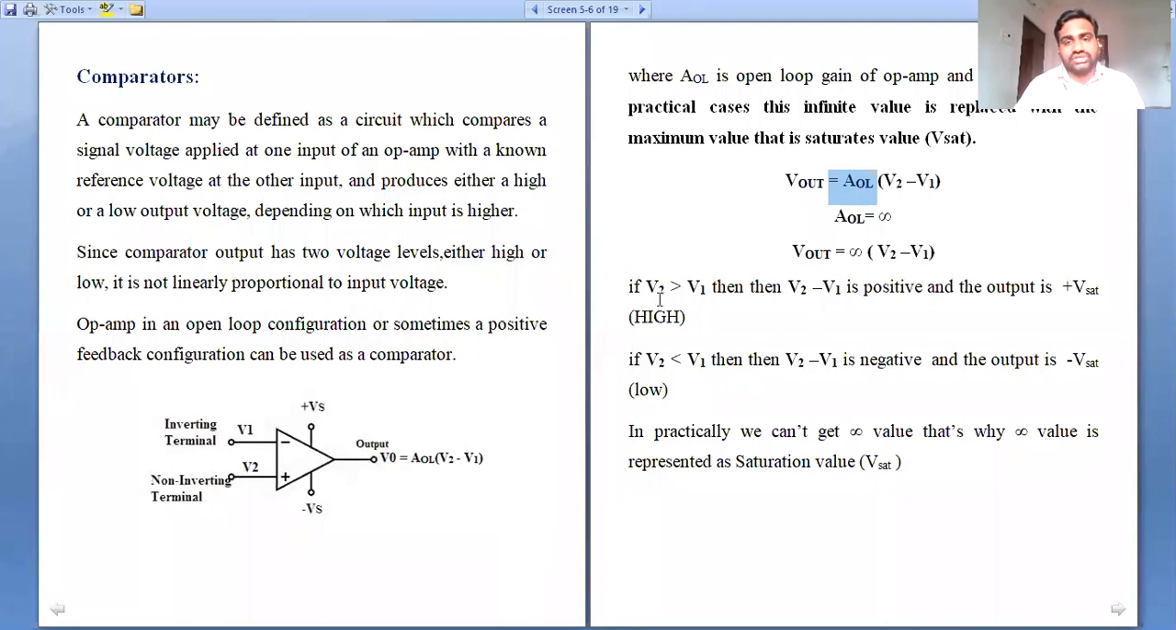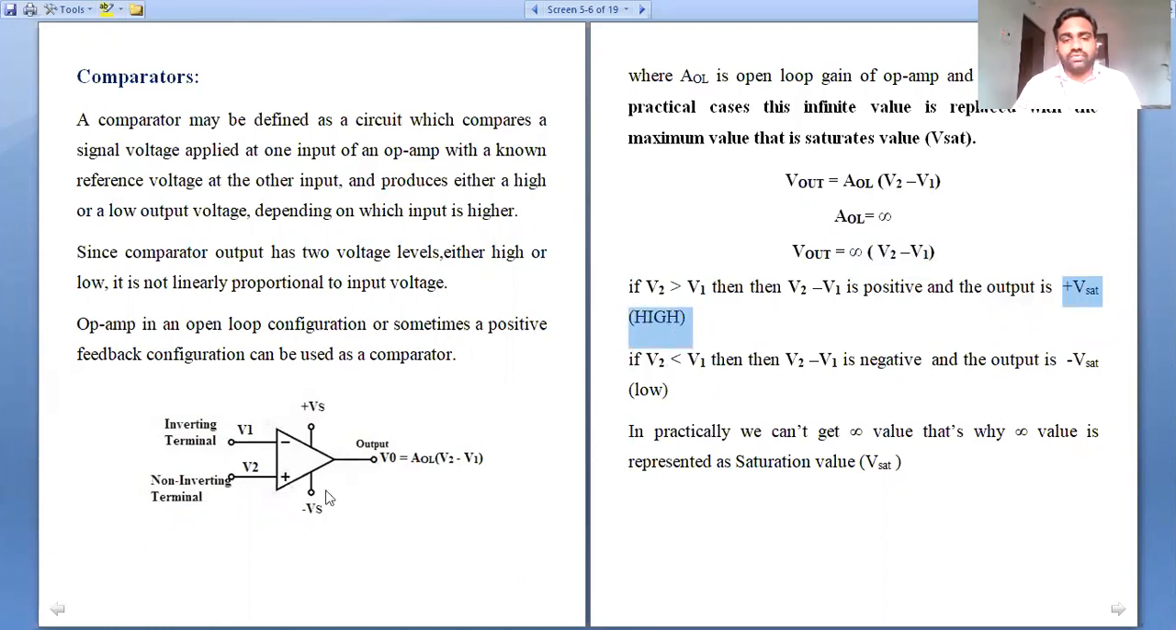At that condition, if V2 is greater than V1, what will happen to the difference V2 minus V1? V2 minus V1 will be positive. That means V output is represented as positive infinite, which is represented as the positive saturation point, or high.